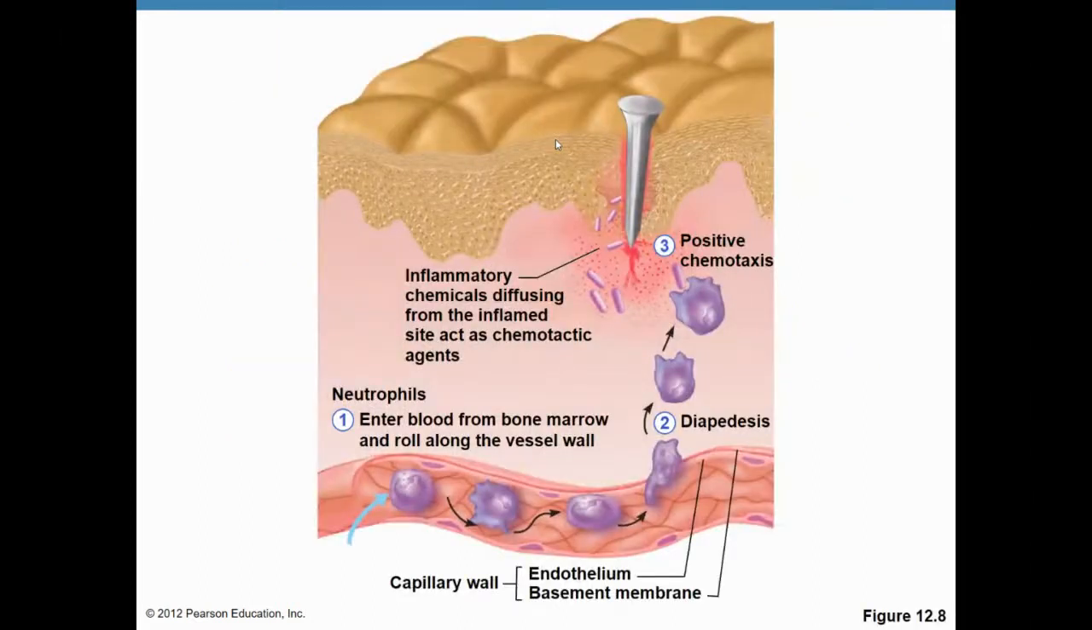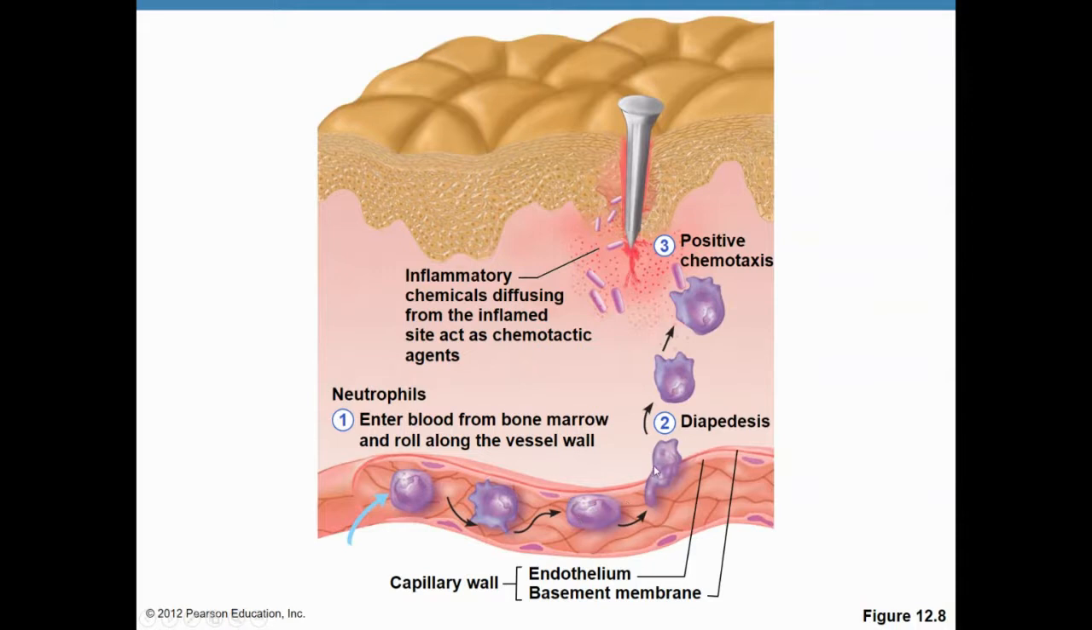All right, so let's say you step on a nail, right? So you're going to damage these tissues, and the tissues are going to release these inflammatory chemicals, these kinins and histamine. And so these chemicals form a gradient, right? They're higher where they're being produced, and they get lower and lower and lower. So the neutrophils that are in our bloodstream are going to be able to detect the presence of these inflammatory chemicals in the nearby tissues that have been damaged.